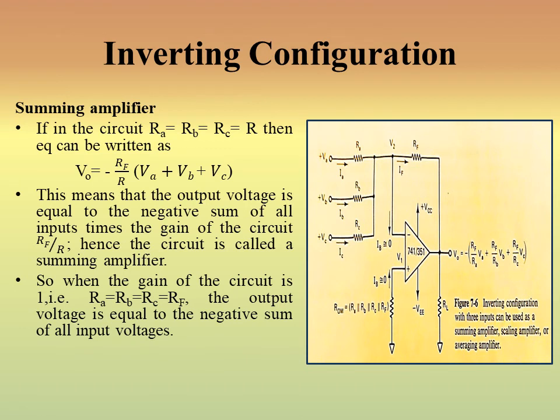So when the gain of the circuit is 1, then what happens? In that case, RA, RB, RC should be equal to RF. So RF upon RF will get cancelled, and simply the output voltage will be minus of (VA plus VB plus VC). So if all four resistors RA, RB, RC and RF are of the same value, then this circuit can behave as a summing amplifier with a negative sum. It will give a negative sum.